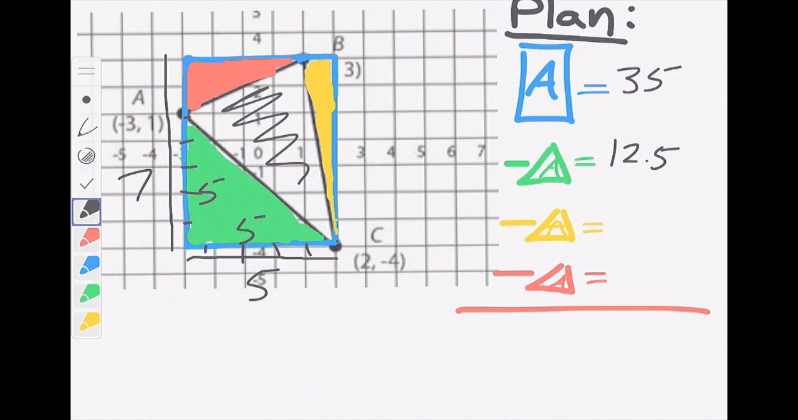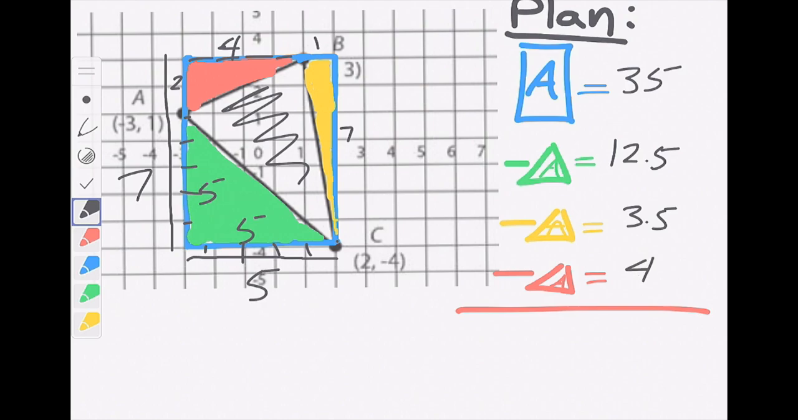And you can go along that route the same way. The yellow triangle has a base that's 1 and a height that's worth 7. So 1/2 of 7 times 1 is 3.5. And then the red triangle is also 1/2 base times height. The height is 2, the base is 1, 2, 3, 4. So 1/2 of 2 times 4 is 1/2 of 8, which is 4.